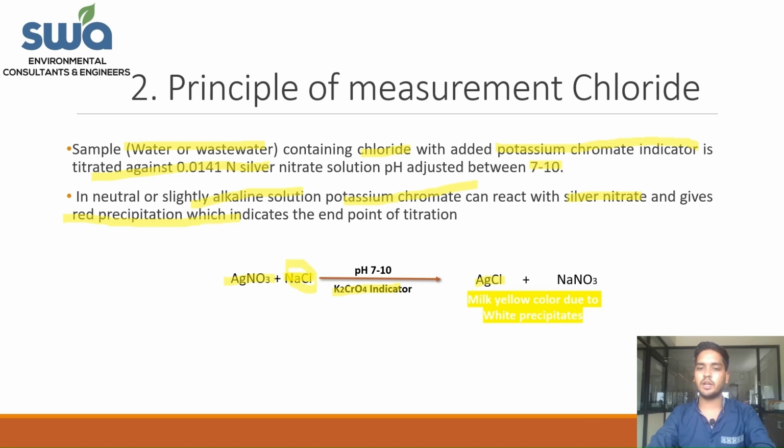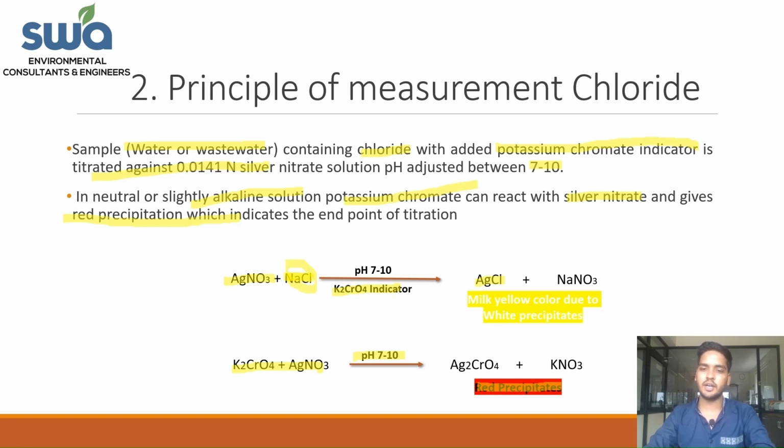After the chloride content in the sample is finished, this AgNO3 will react with the chromate indicator. When AgNO3 reacts with the chromate indicator at the pH of 7 to 10, it gives red precipitates, which is the end point of the titration. So whenever red precipitates start occurring, stop the titration and note the reading. Basically, this is the principle of measurement of chloride.